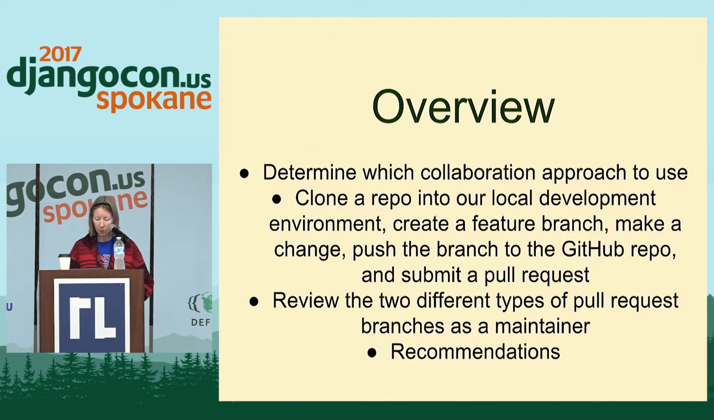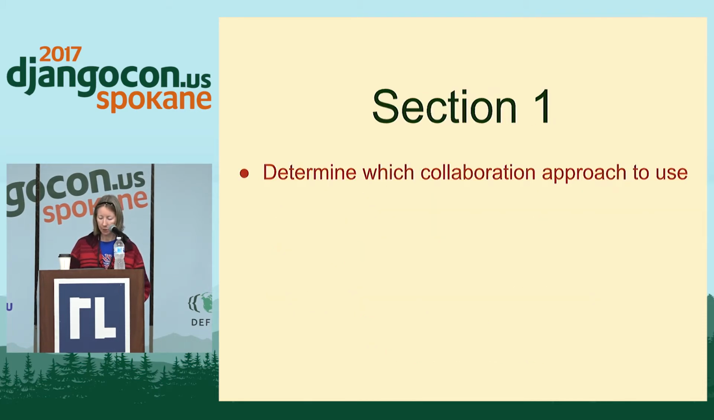You can also create and work on branches through the command line, and I'm going to show you that process later. So in this talk, we're going to determine which collaboration approach to use. We're going to clone a repo into our local development environment, create a feature branch, make a change, push the branch to the GitHub repo we cloned from, and submit a pull request to the DjangoCon US website repo. And then we're going to review the two different types of pull requests as a DjangoCon US website repo maintainer, and then I'll have a few recommendations.